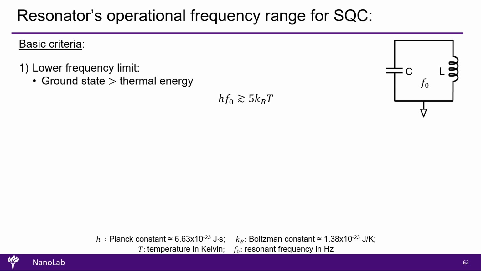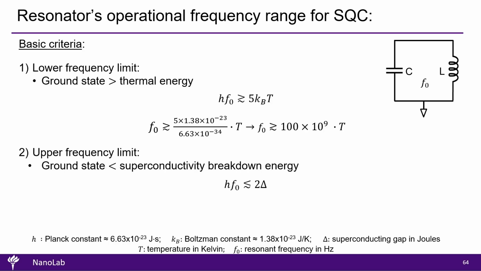To keep the resonator in its quantum mechanical ground state, the first criterion is that the product of Planck's constant, h, and the resonant frequency, f0, must be greater than 5 times kB times T, where kB is Boltzmann's constant, and T is the temperature in Kelvin. Under this condition, there's insufficient thermal energy to excite the resonator significantly, and it remains in its ground state. If we simplify this equation, we notice that this means the resonator's frequency must exceed approximately 100 times 10 to the 9 times the operational temperature in Kelvin. For example, to quantize a resonator operating at 1 Kelvin, the resonant frequency should be on the order of 100 GHz. However, there is an upper limit.